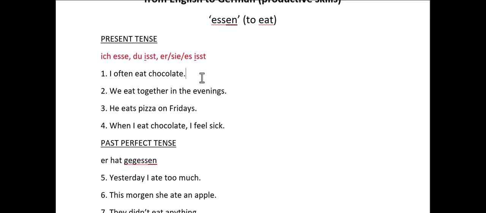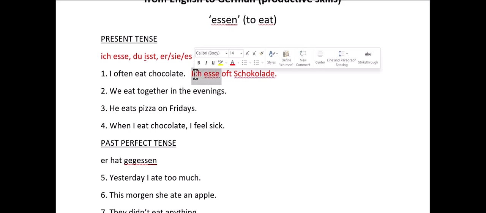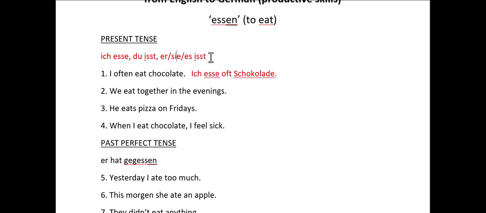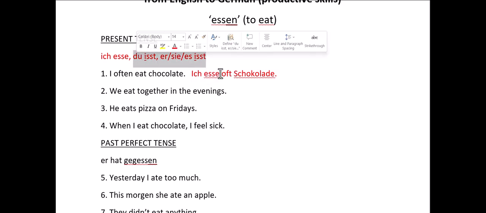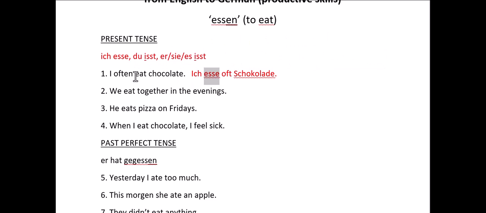Let's translate number one. I often eat chocolate. So, nice and easy to start with. Ich esse oft Schokolade. And you might like to pause the video before we translate them together to have a go yourself. Look at this translation. Ich esse is the regular ending here. We're not using any of these irregular ones because it's still in the ich form. And the verb's in second position. Look at the English word order.